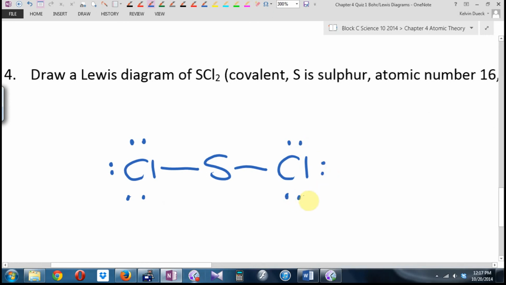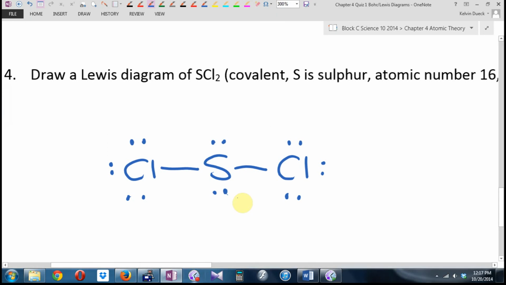Sulfur, how many does it want in its outer shell? Also 8. How many does it have right now? Careful. 4. How many more does it need? Pair there, pair there. Square brackets, no, because this is not ionic.